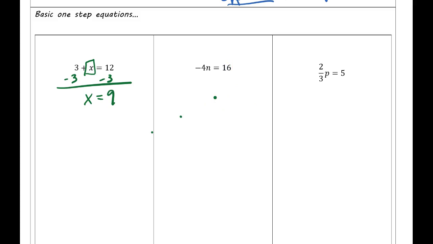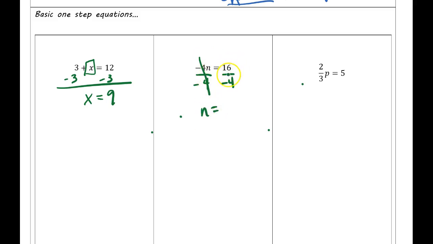Well, the rule is do the opposite of what you see. So right now, if these are being multiplied, then the opposite of multiplication is division. So I need to divide the negative 4 off. And whatever I do to one side, I need to do it to the other. And that's how you make an equation equal at all times. Negative 4 over negative 4, that cancels, right? Y'all remember that a number over itself is just 1, so that's gone. And it leaves just the n.